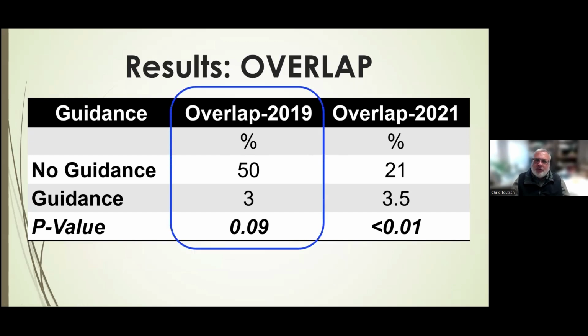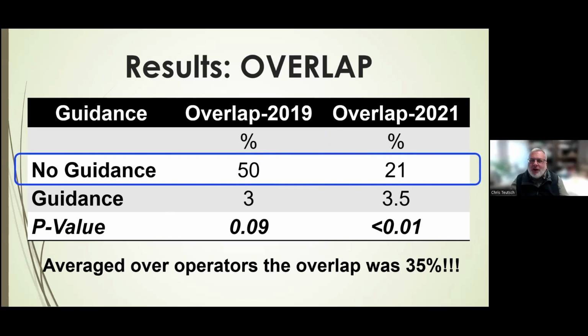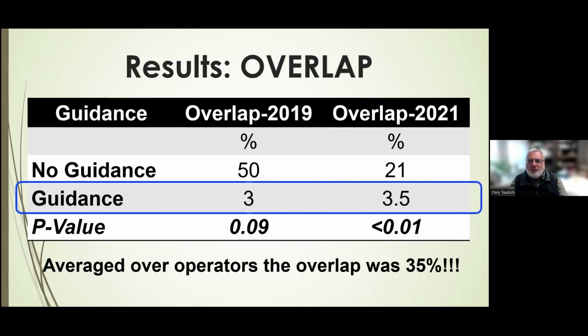Averaged over the 2 years, the operators had a 35% overlap. So instead of having misses, they were more concerned with not having misses, which means they drove closer together when they didn't have guidance. And that resulted in an overlap of around 35%. Now, when they use guidance, they reduced that overlap to about 3%.